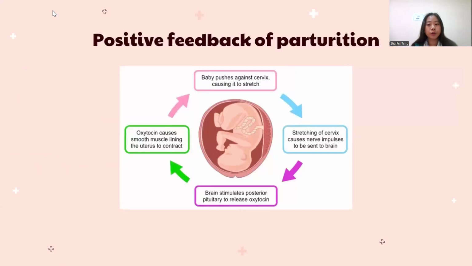So this parturition process is a positive feedback. It occurs when the baby pushes against the cervix and causes it to stretch. The stretching of the cervix causes nerve impulses to be sent to the brain. The brain stimulates the posterior pituitary to release oxytocin. The oxytocin causes the smooth muscle of the uterus to contract. So this is a positive feedback of parturition. The uterus will continue to contract and not stop contracting.